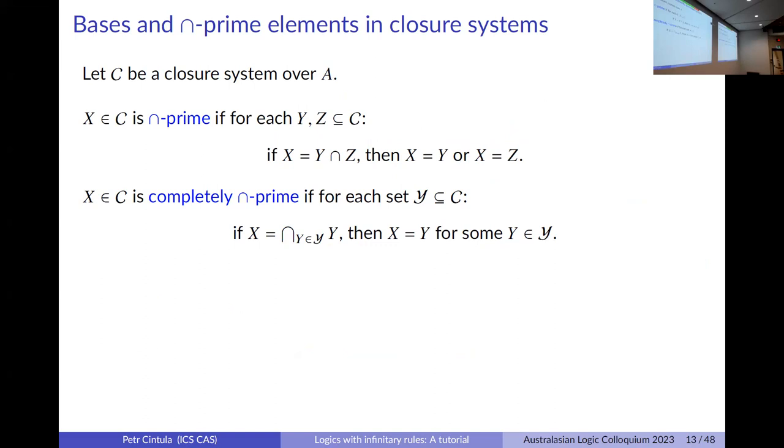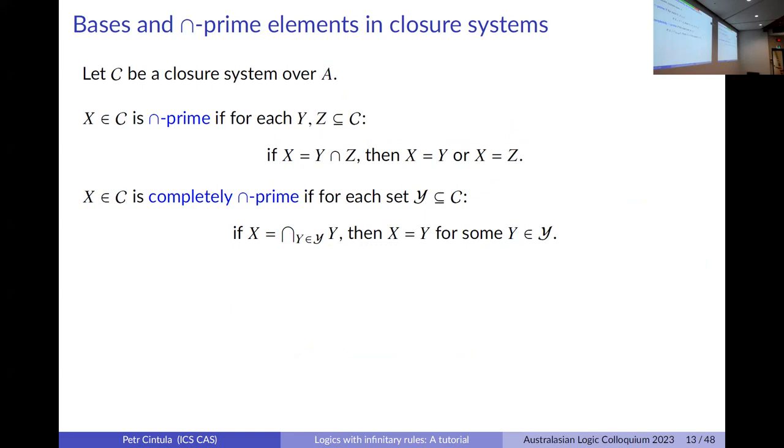We define two classes of filters in general. I formulate it in closure systems, but as we've seen, both filters and theories are special cases of closure systems. So in a closure system, a filter is called intersection prime. There are many names for it.